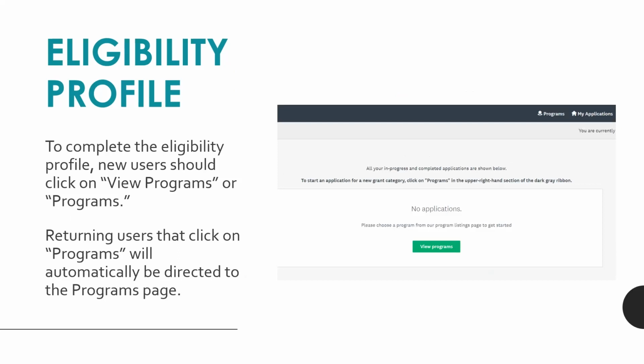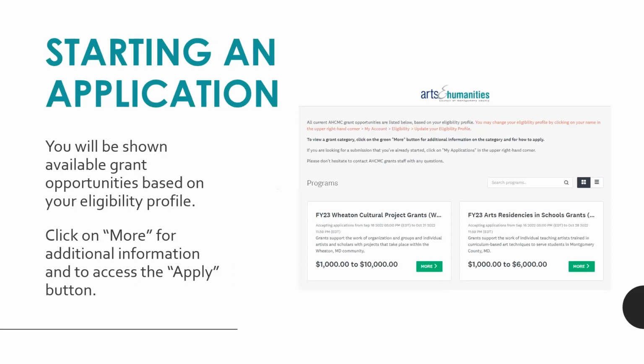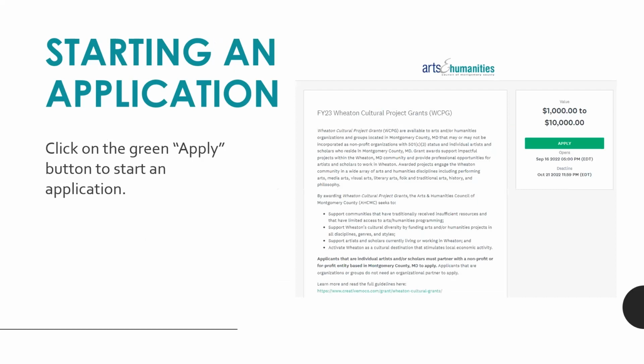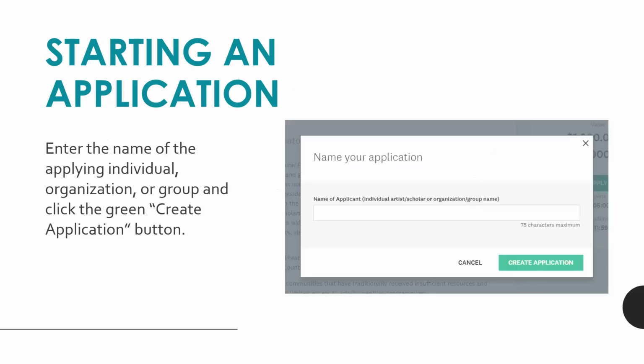To look at our open programs, if you're a returning user, just click on the text that says programs in the upper right-hand corner. If you're a new user, your screen should look a lot like what's on my screen right now, and you can click on the green View Programs button. Find the one that's relevant to you, click on the green More button. You'll be taken to an overview page, and to get started, click on the green Apply button on the right-hand side.